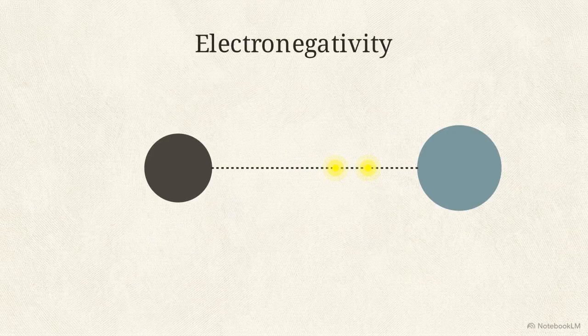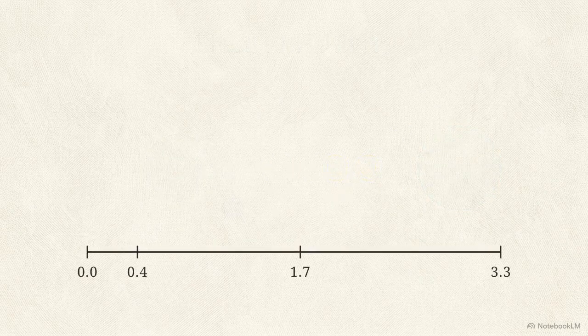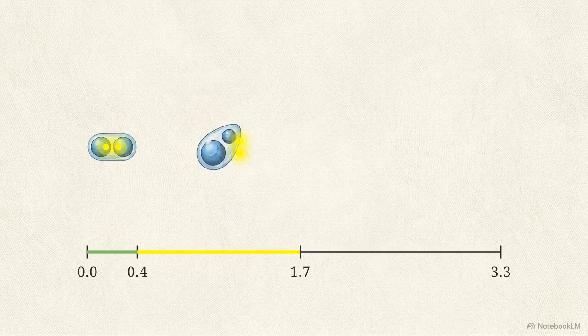Looking at this numerical spectrum, we can see the exact mathematical thresholds. If the difference in electronegativity between two atoms is 0.4 or less, they share electrons equally in a nonpolar covalent bond. A difference between 0.5 and 1.7 creates an uneven polar covalent bond. Push past 1.7 and one atom completely strips the electron away, forming an ionic bond. Bonding exists on a fluid spectrum.